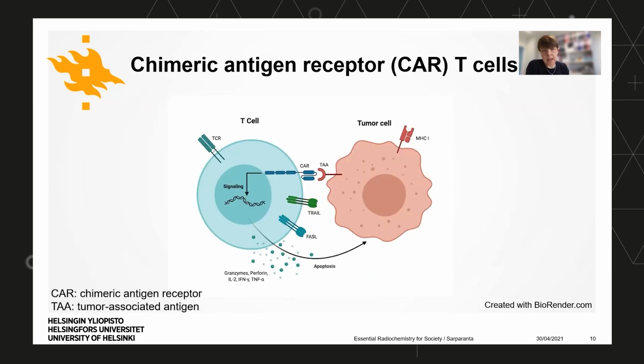Here is a close-up of that. The primary players here are the transgenic CAR, the chimeric antigen receptor on the T cell, and the tumor-associated antigen that it recognizes on the tumor cell.